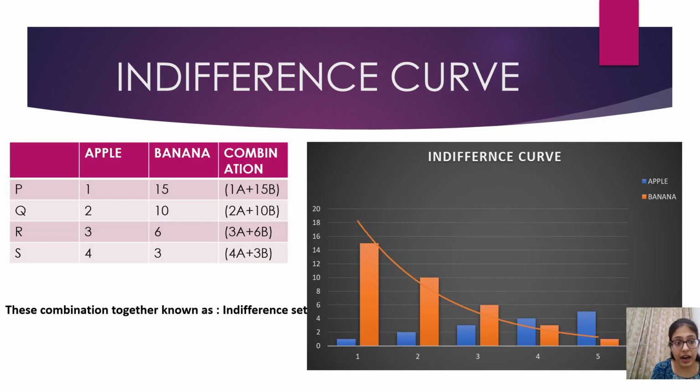See this. We consume 1 apple and 15 bananas, 2 apples, 10 bananas, 3 apples, 6 bananas, 4 apples, 3 bananas. So this combination together is known as indifference set.